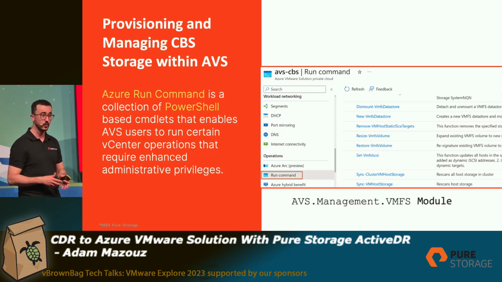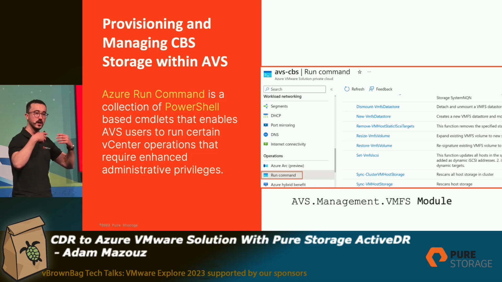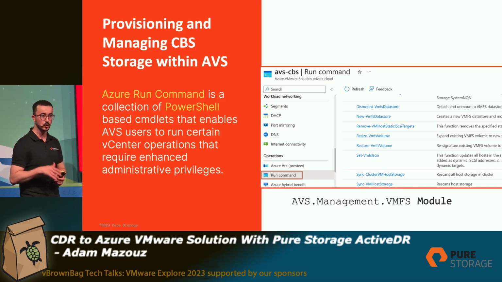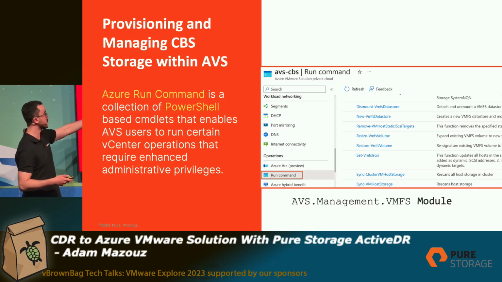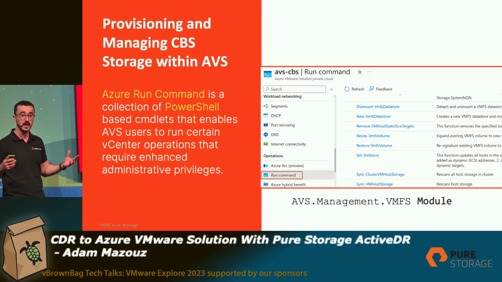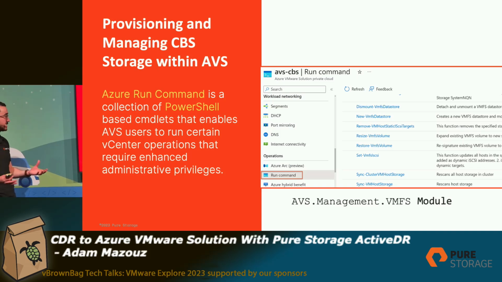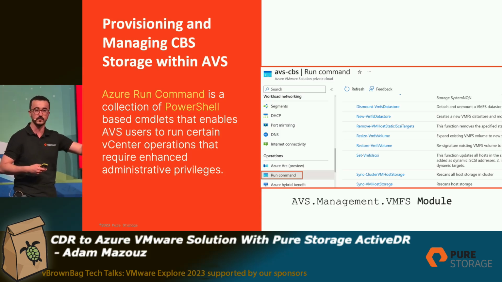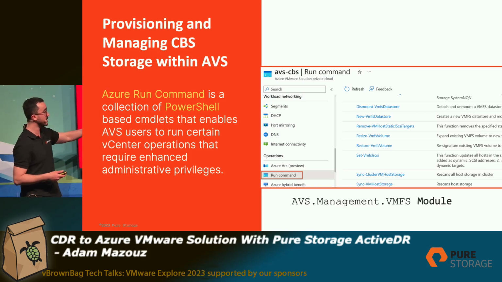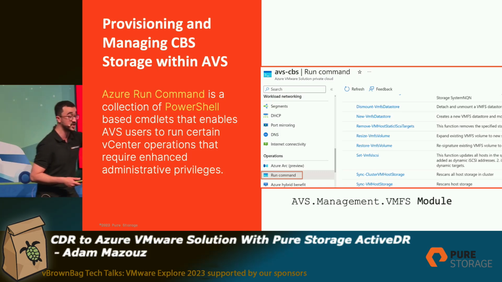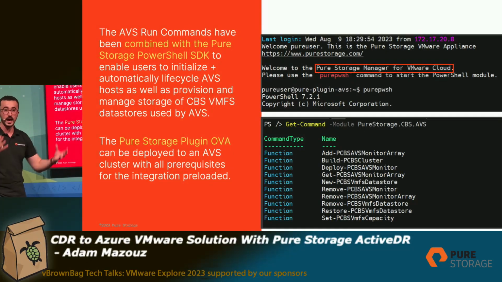For us to make this integration, we had to go down into how we can execute any storage management operations against an AVS cluster. This needs root privileges. So what happened is, we worked with Azure to build some run commands or modules that can run commands in Azure. It's just a collection of PowerShell cmdlets that can enable a user to elevate their privileges to administrative or root. So to do that, we worked with them to build this Azure AVS Management VMFS generic module. But we take that module and we wrap it with the PowerShell SDK. So we have it as a run command.